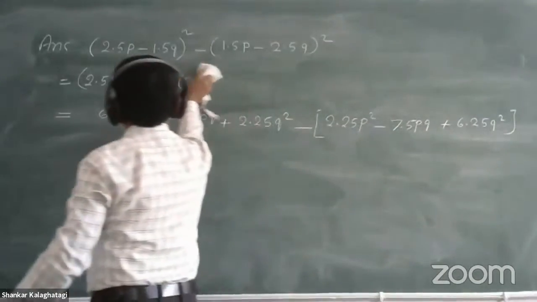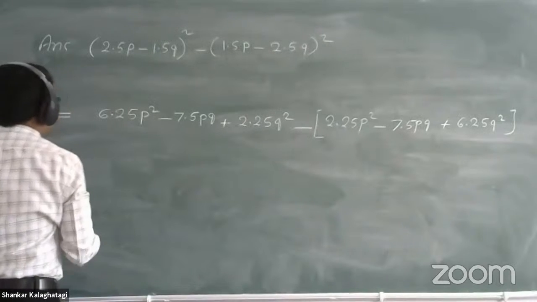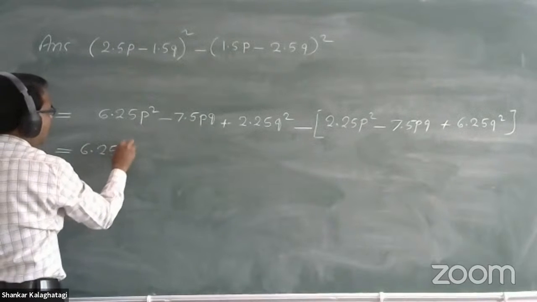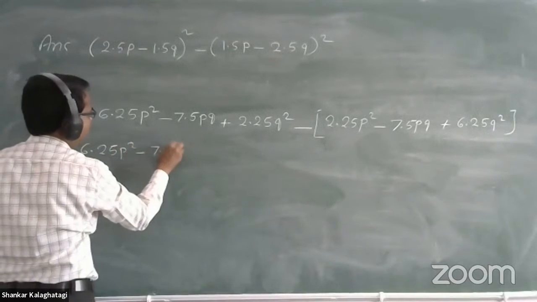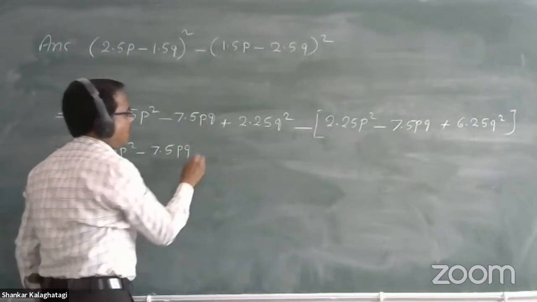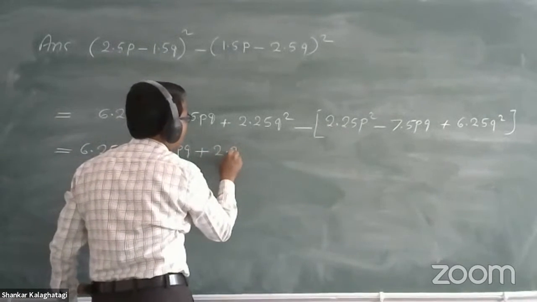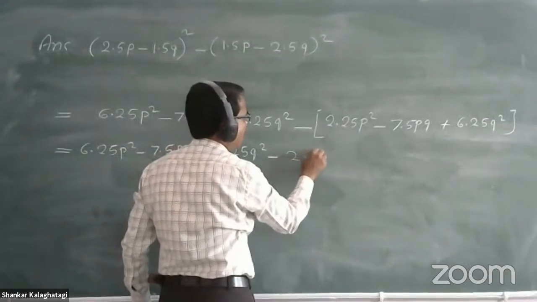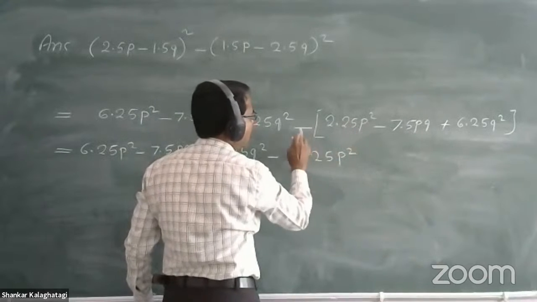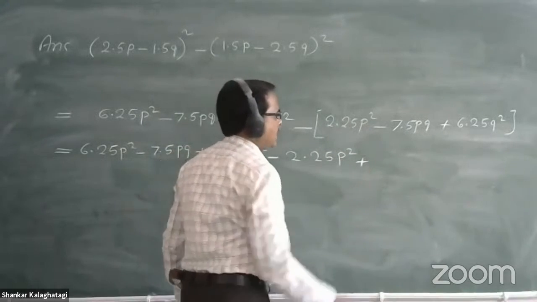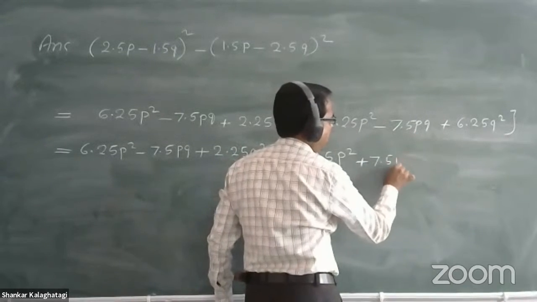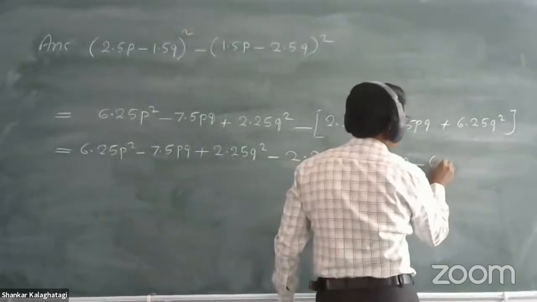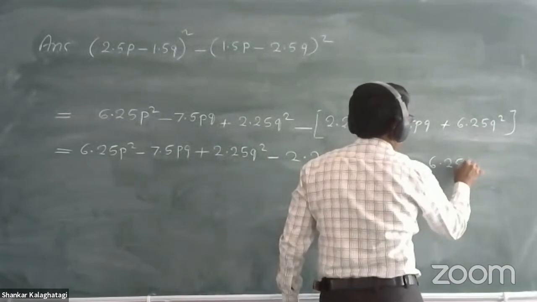Yeah, this is already written. Next step: 6.25p² + 7.5pq + 2.25q² − 2.25p² − 7.5pq − 6.25q².